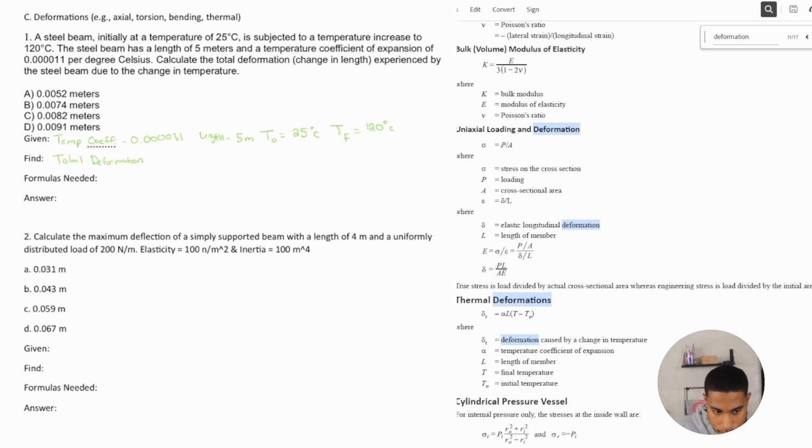So let's solve. The formula that we need is the temperature coefficient times L times T minus T0. This component is my temperature coefficient, which is here. This component is here. My T components are both here and here. That makes sense, so let's go ahead and plug in.